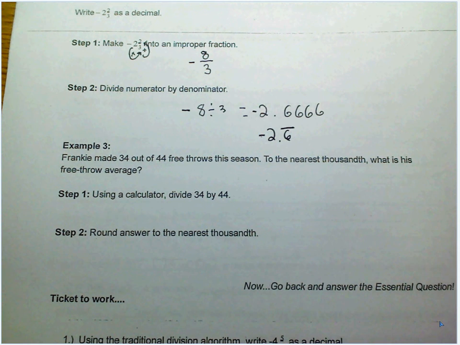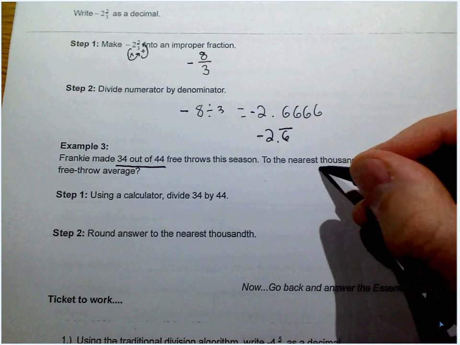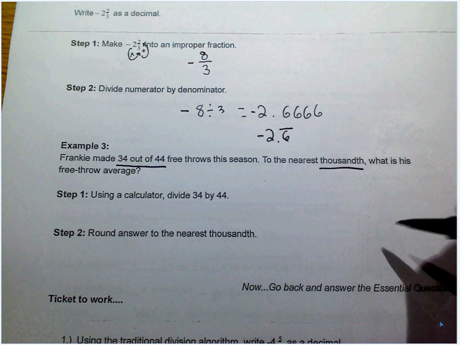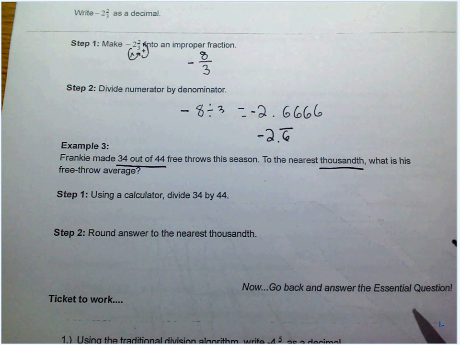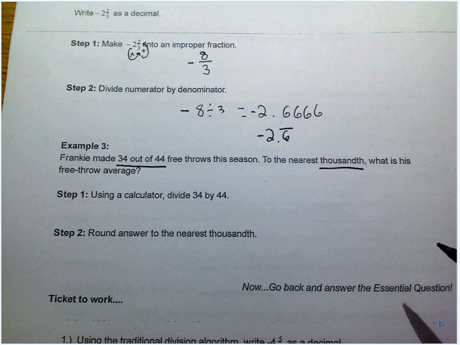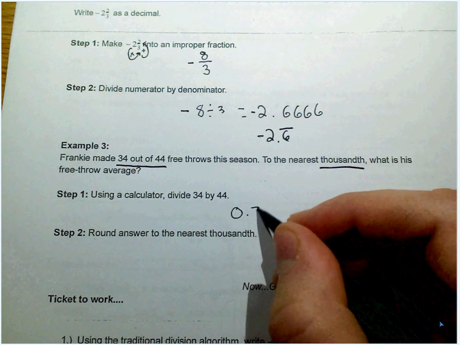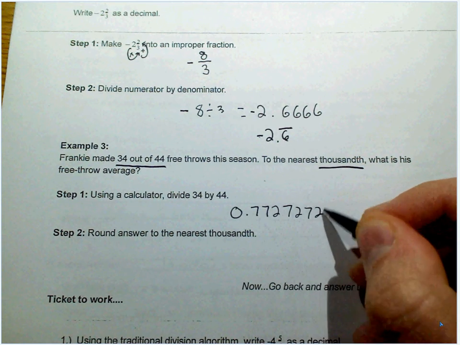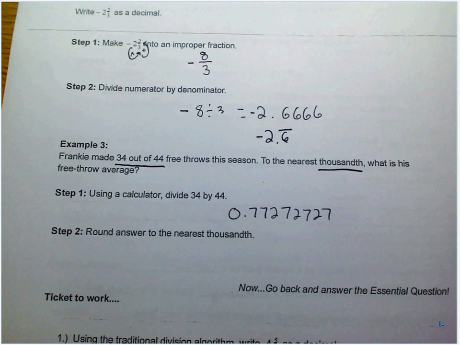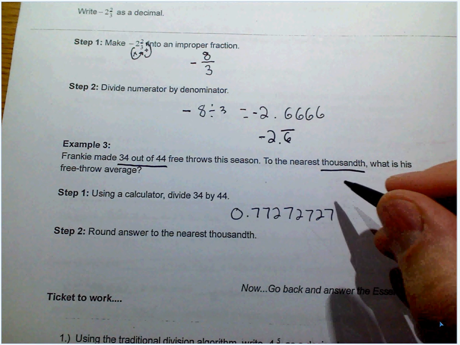All right, now Frankie made 34 out of 44 free throws this season. To the nearest thousandth, which is 3 digits past the decimal, what is his free throw average? So we take our calculator, we divide 34 divided by 44, and you'll notice we get 0 and 7, 7, 2, 7, 2, 7, 2, 7, repeating. So all that we do is we take and round to the nearest thousandth.